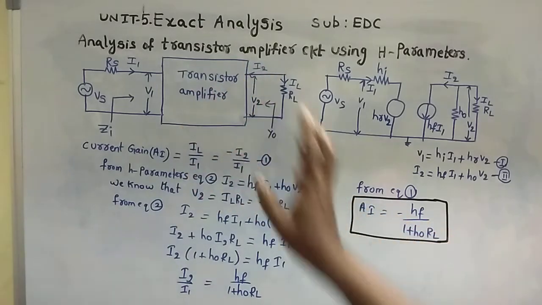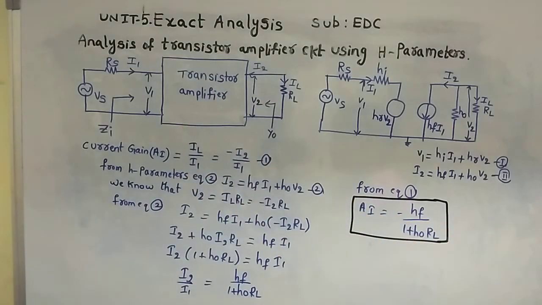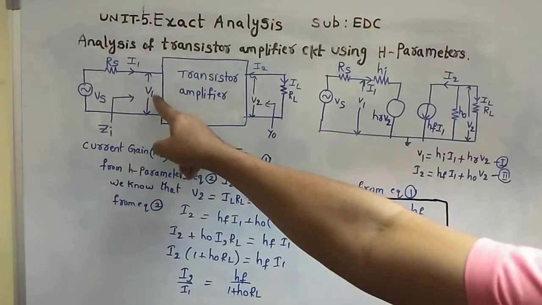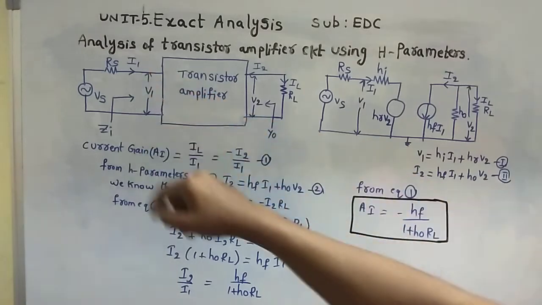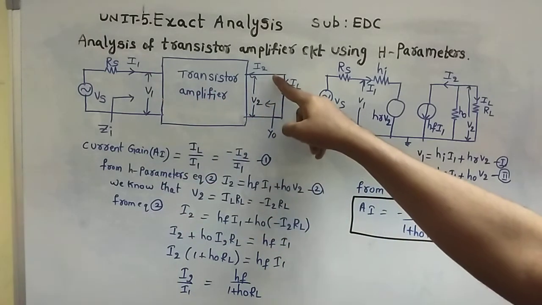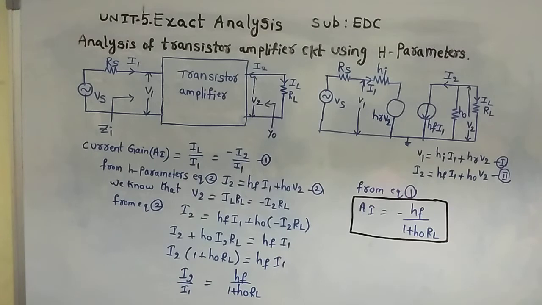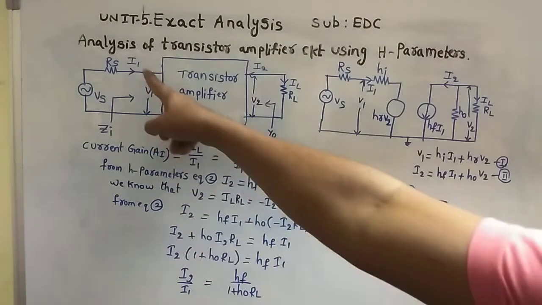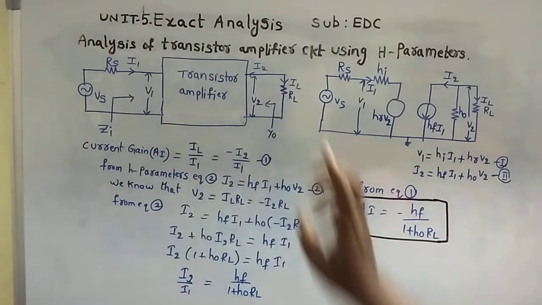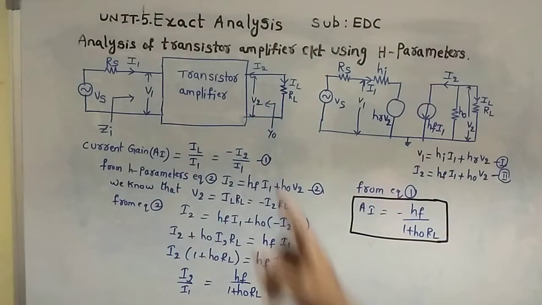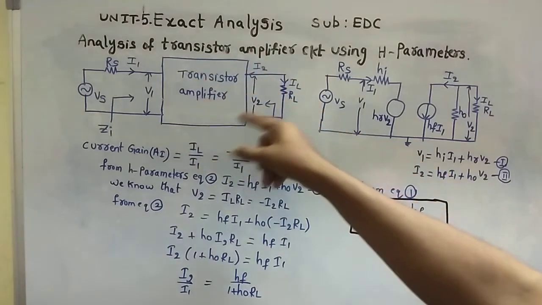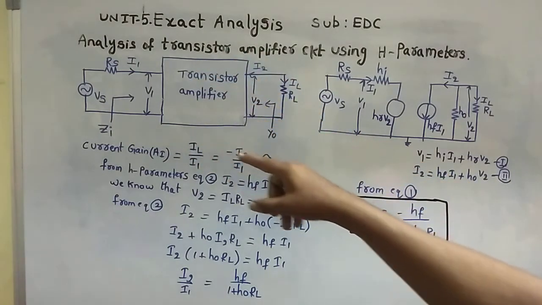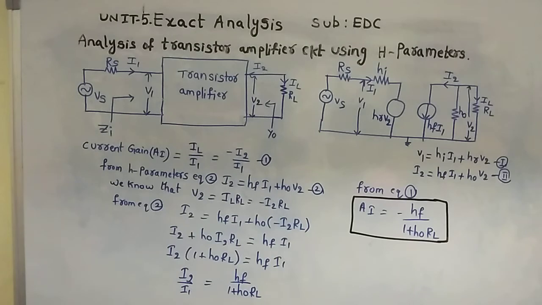For example, let us take our transistor as a two-port network. A two-port network has input voltage and input current, and output voltage and output current. Here I1, V1 are the input port and I2, V2 are the output port. This is a basic transistor two-port network. We are taking the H parameter model, the hybrid model.